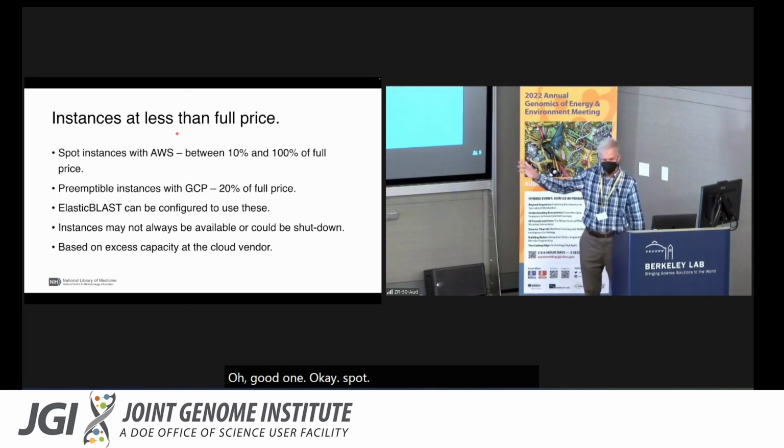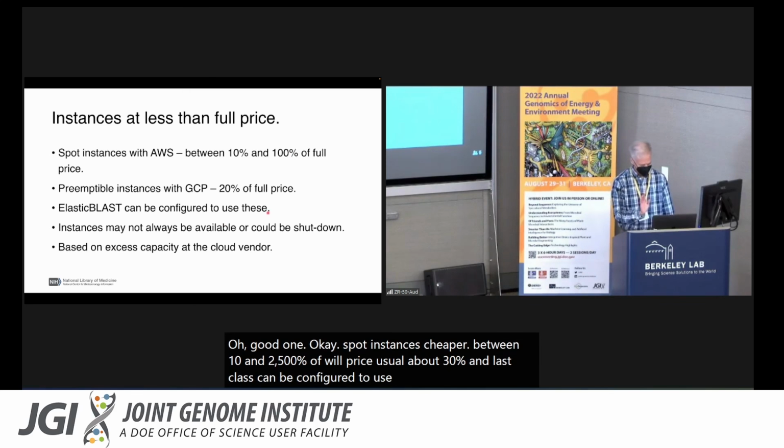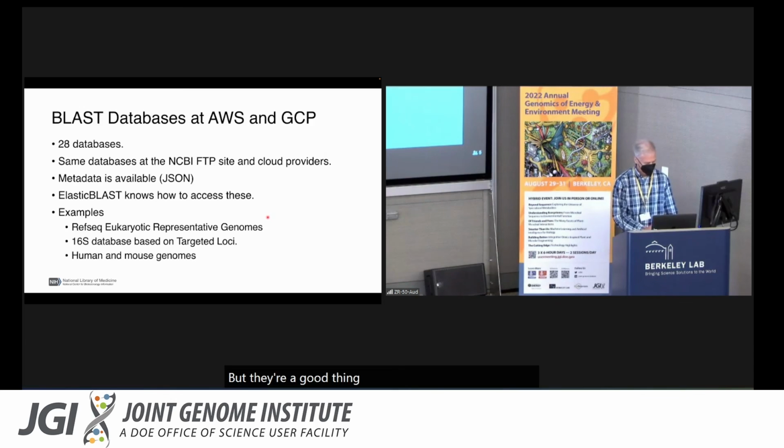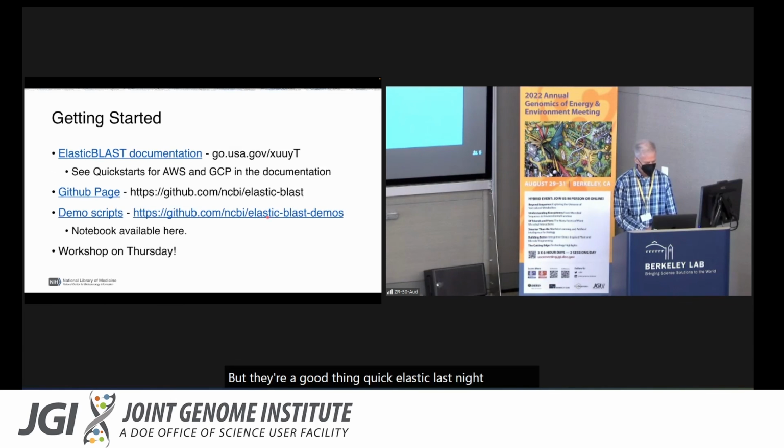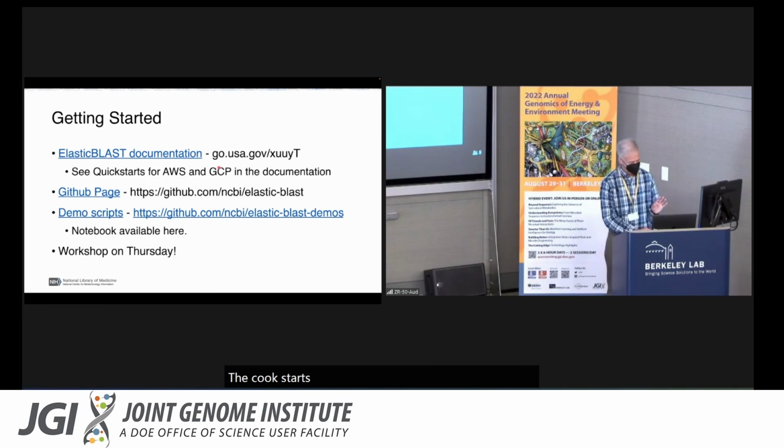Okay, spot instances are cheaper, between 10 and 100% of full price, usually about 30%. And Elastic Blast can be configured to use these. They're excess capacity, but they're a good thing. Quick Elastic Blast documentation: we have some quick starts for AWS and GCP. So if you look at the documentation, do the quick starts as your first search.